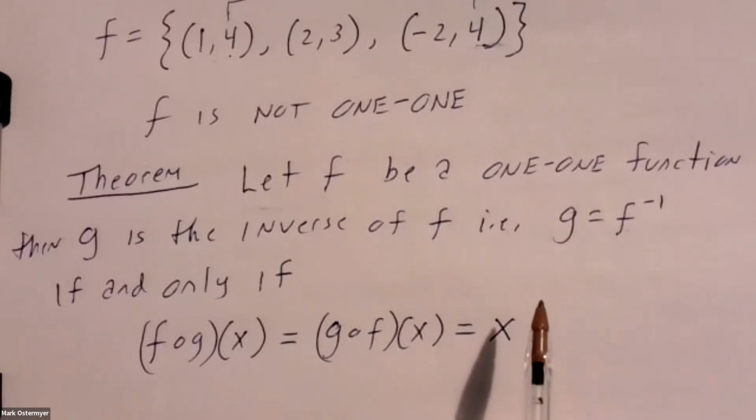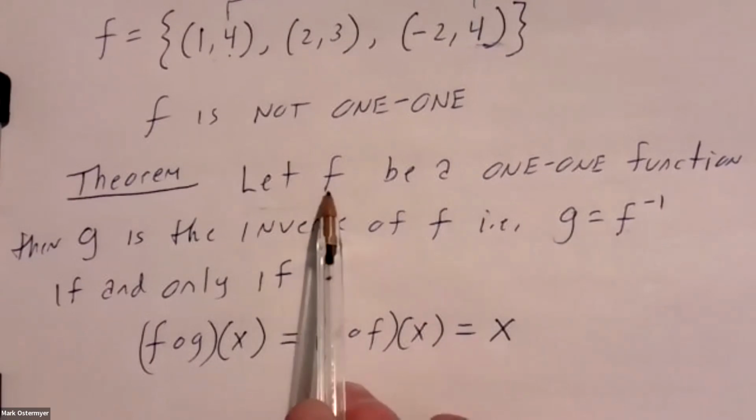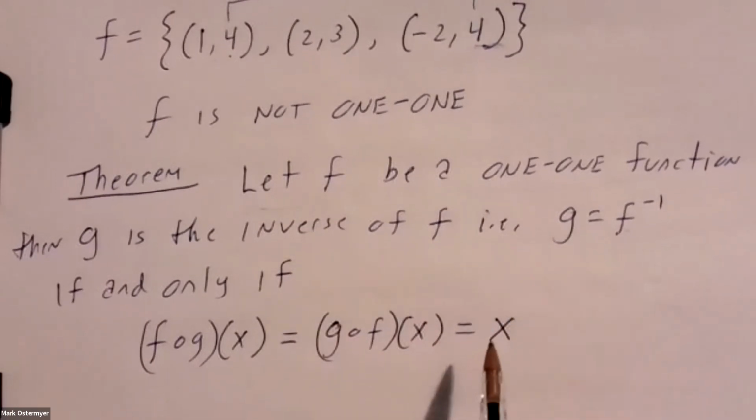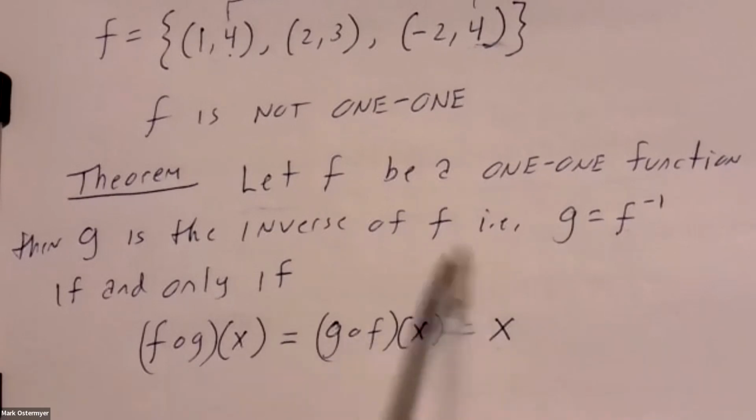One way to read it is to say that if functions f and g are inverses of each other, then their compositions must both yield x. Or this theorem can be read backwards, meaning that if we can show that these compositions both yield x, then it's enough to say that g and f are inverses of each other. So that's an if and only if, two-way street theorem.